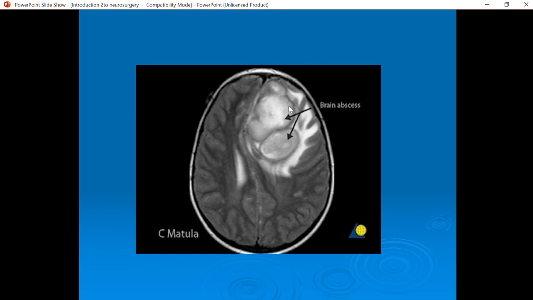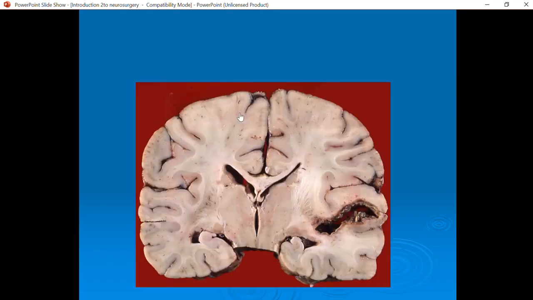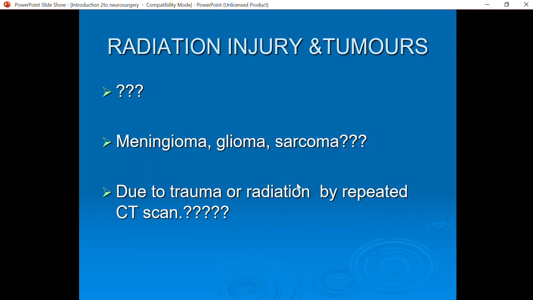This is a brain abscess, an MRI showing brain abscess with midline shift, and this is diffuse cerebritis and brain abscess in a dead person. Now radiation injury and tumors. There are many papers in the literature mentioning development of brain tumors, sarcoma, glioma, and meningioma after head injury on the same side. We don't know whether this is really related to the primary head injury, or because of exposure to many CT scans.